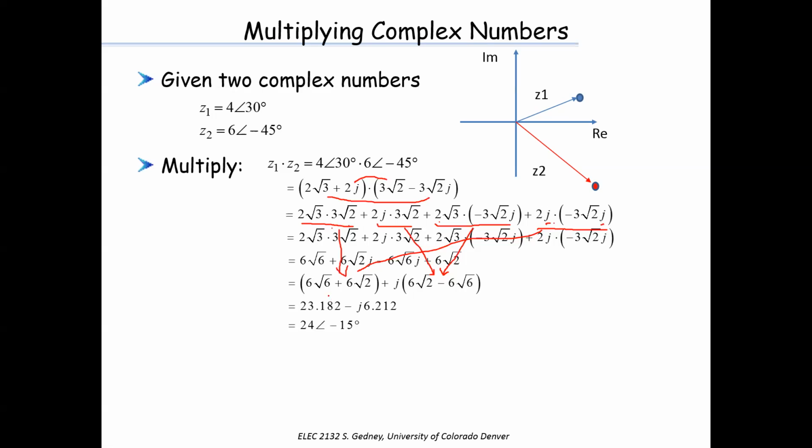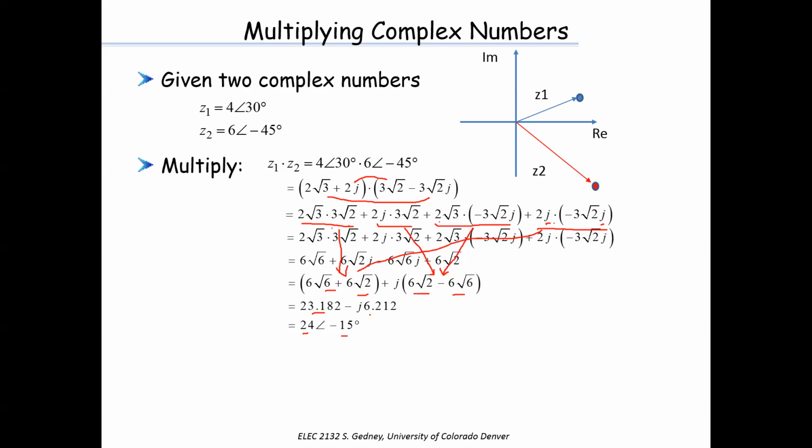Right? So I sum up my two real terms and my two imaginary terms, and I have a result of 23.182 minus j 6.212. Convert that to polar form. The square root of a squared plus b squared gives me 24. Arctan of that gives me minus 15 degrees.